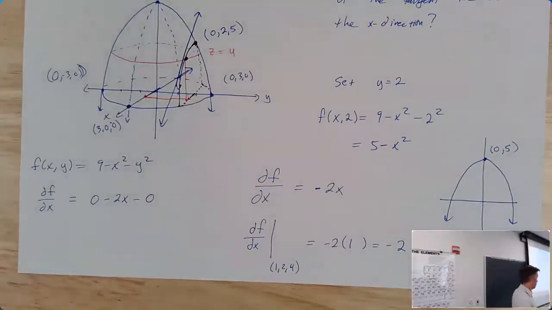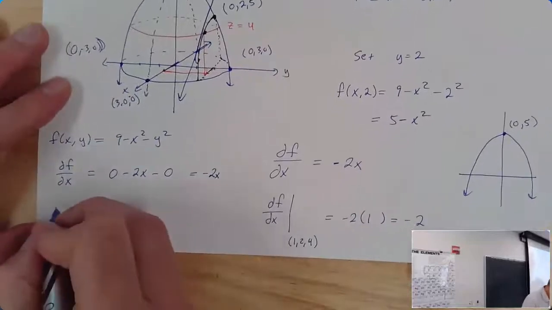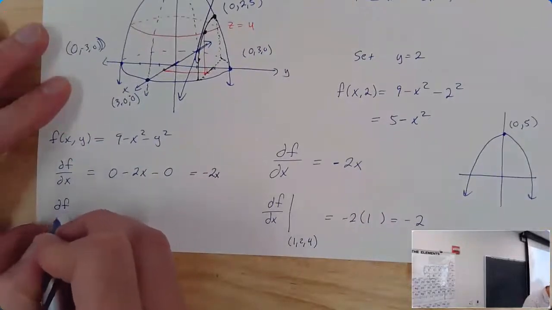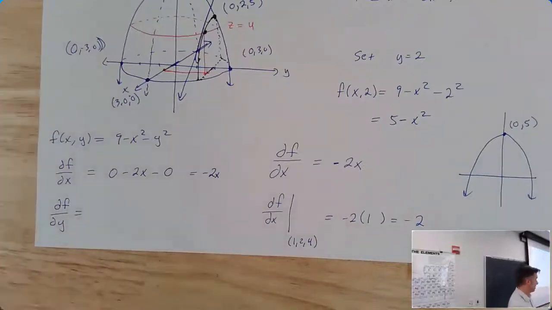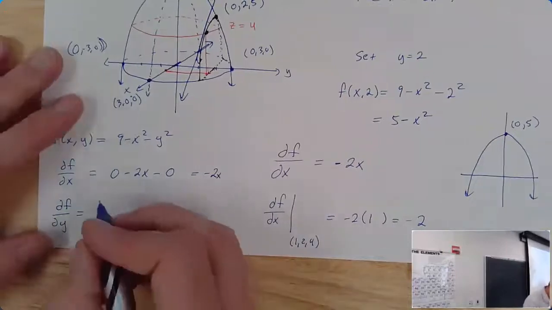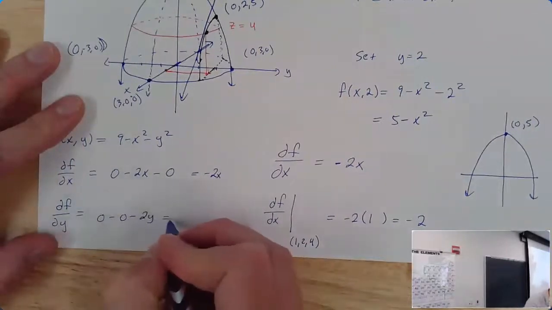Exactly. 100%. And just to look at the other way, if I wanted to instead find the partial derivative with respect to y, now I'm pretending x is a constant. So I'm moving in the y direction and not in any other direction. So that's going to be 0 minus 2y.